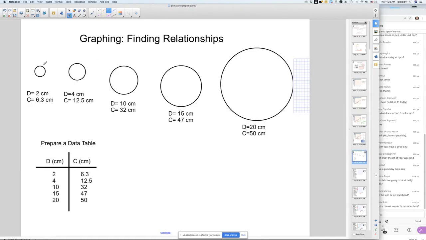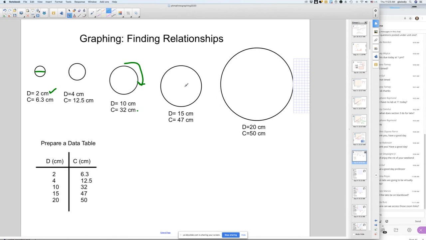We have a bunch of circles, and I usually do this in class. I have groups of students who measure, first of all, the diameter of each of these circles, the distance across. This is the diameter. So for this circle, it's 2 centimeters. And then the distance around, the circumference of the circle. I give them a tape measure, they measure it. So in this case, for this circle, this is the diameter, this is the circumference.